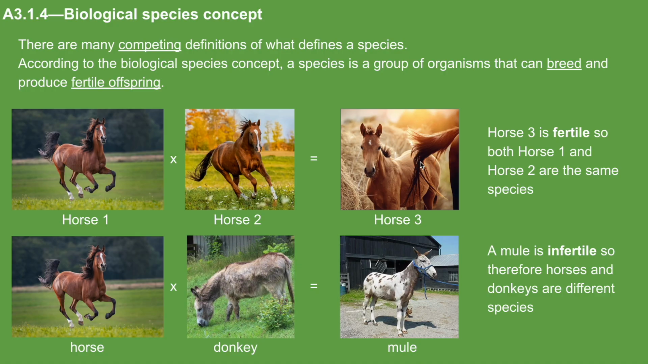This horse is fertile, and so all of these horses belong to the same species. If a horse, however, breeds with the donkey, they can actually have offspring, which we would call a mule. But mules are infertile. Mules can't make more mules. The only way to get another mule is to breed another horse and a donkey. And so, even though they can make offspring, they're infertile, so horses and donkeys are not considered the same species by the biological species concept.